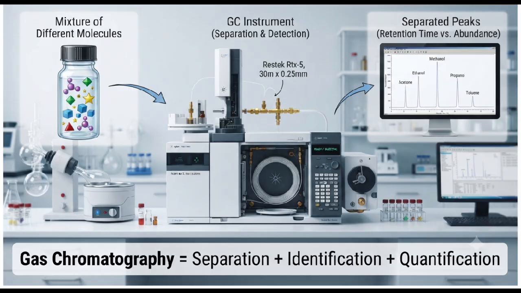What is gas chromatography? Gas chromatography is an analytical separation technique used mainly for compounds that can be vaporized without decomposition and that are sufficiently volatile and thermally stable. In simple words, GC takes a mixture of compounds, separates them inside a chromatographic column, detects them individually, and produces a chromatogram.